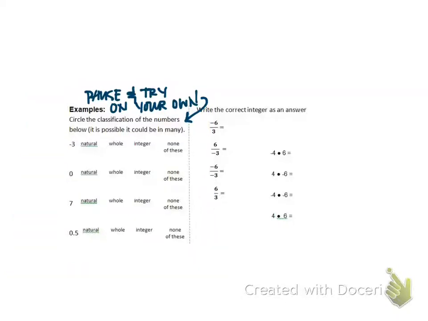Welcome back, and thanks for pausing the video and classifying those four numbers, so -3, 0, 7, and 0.5 or 5/10. It's important for us to take a look at these classifications as they encourage us to look more deeply at the type of numbers that we're working with. So now we're going to do a little bit more with some division and multiplication of the integers, using just the basic pieces of if they are the same sign or if they are different signs. So let's take a look at this here.